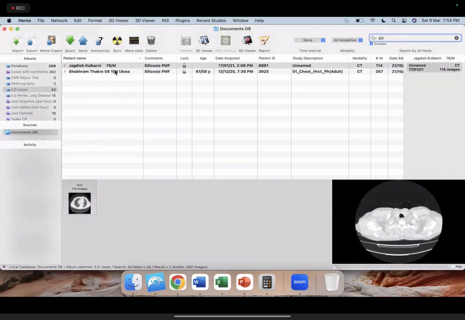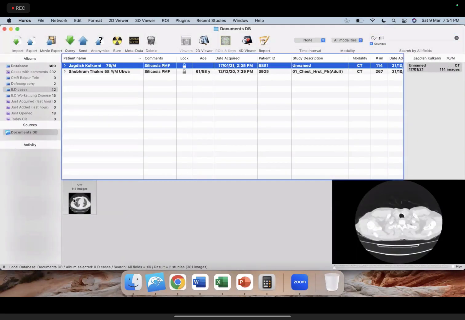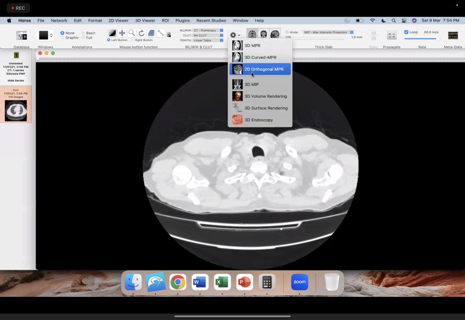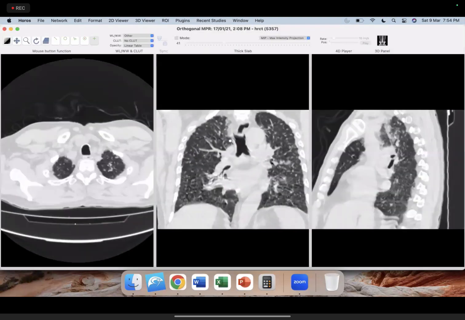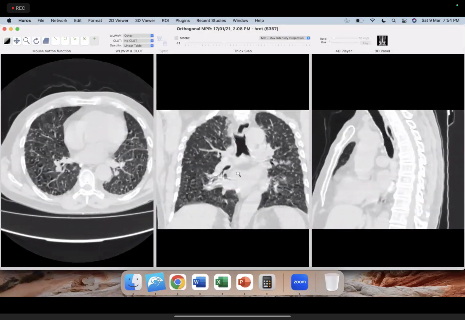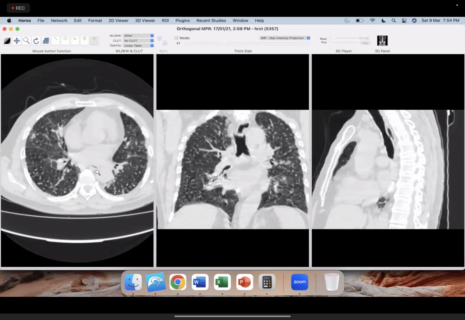But I think I have one more case also. So let me show another this time. See if you can appreciate it in another scan also. So now, let's appreciate this. Can you make out these nodules are very discrete? Again, this is not a good quality scan.